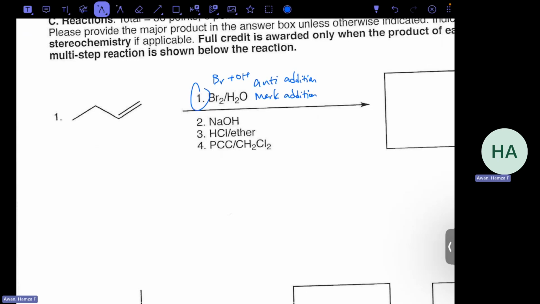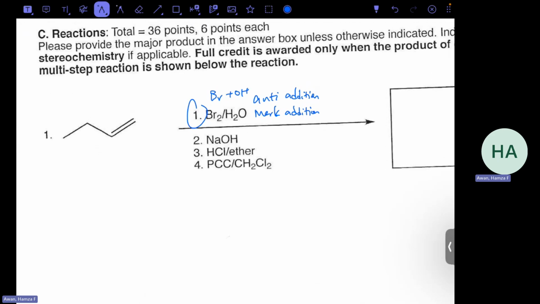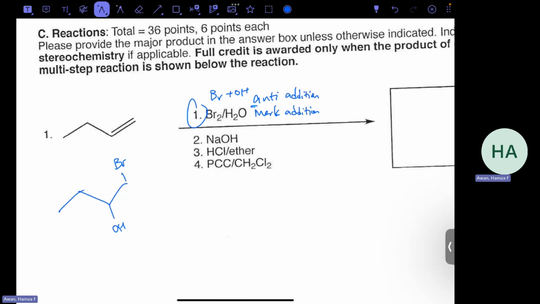In this case, OH is going to be our bigger group than Br. So whenever we do this, we'll put OH right here and Br like this. This way we're keeping the anti-conformation. If it was a syn addition, maybe we would put the Br like this, but because it's anti, keep one up, one down, right? So that's going to be our first step.